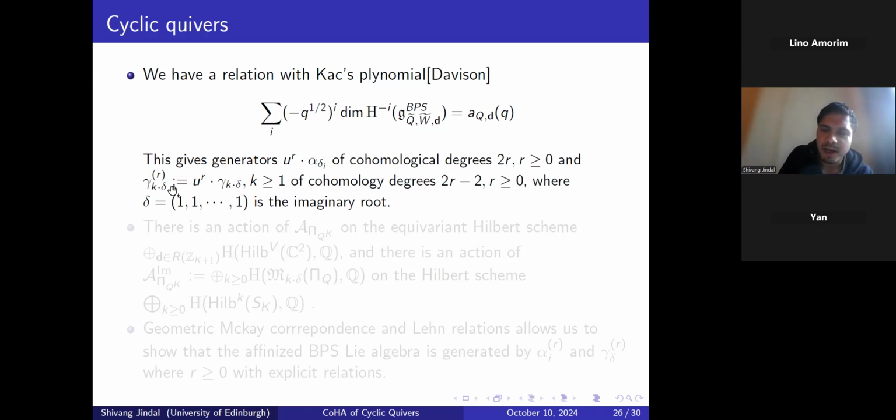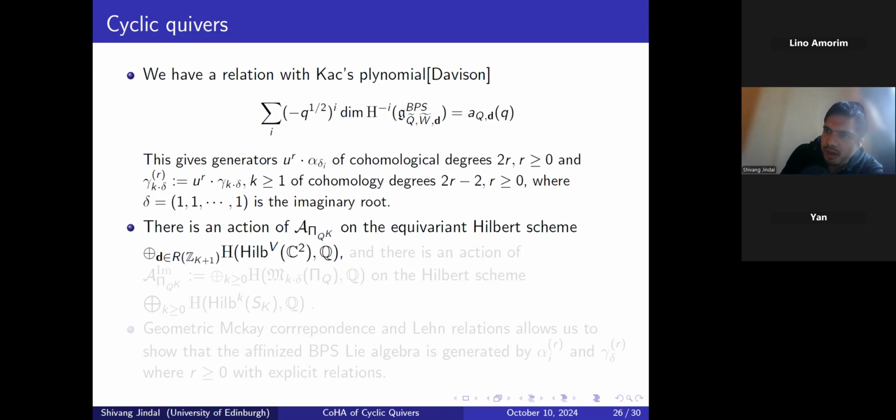And there are some elements which are supported on the imaginary roots for every K. Now we have this generating set, but we don't know the relations between them. So to compute the relations, what we do is construct an action on the equivariant Hilbert scheme, which is an example of a Nakajima quiver variety in this case.